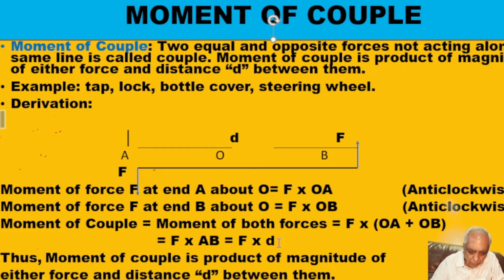You have to be careful that we are not to add the two forces, but either of the forces multiplied by the distance between them gives the moment of the couple. This moment of couple will remain of the same magnitude irrespective of the point of rotation. We will prove this right now. First, let me give you examples of this couple.